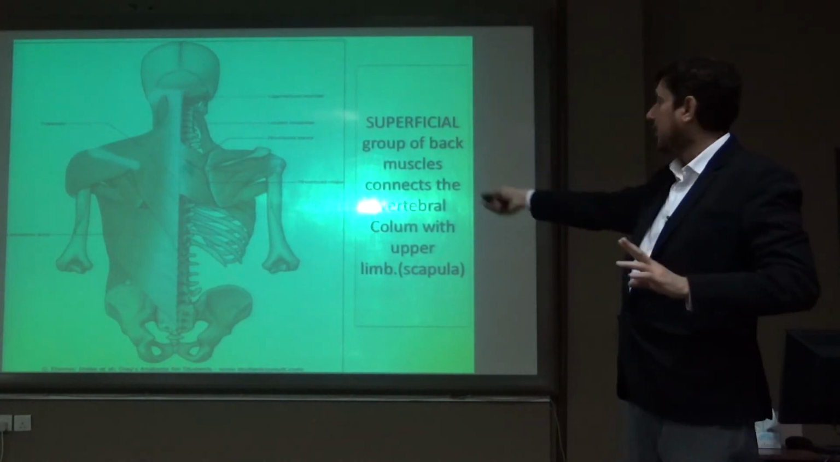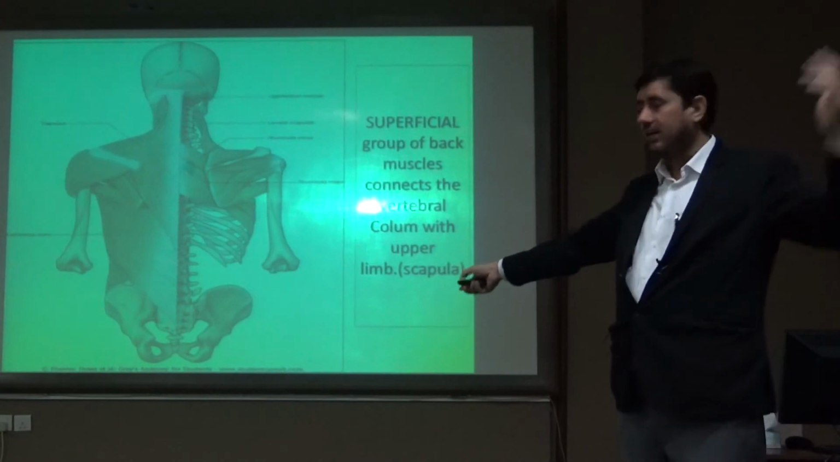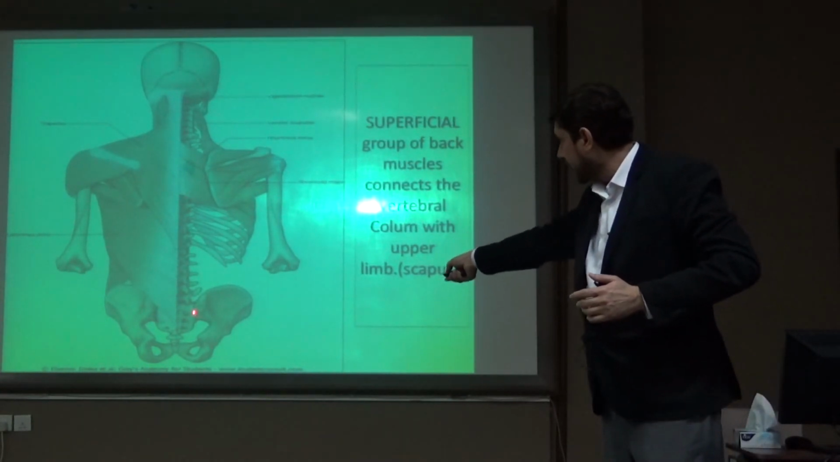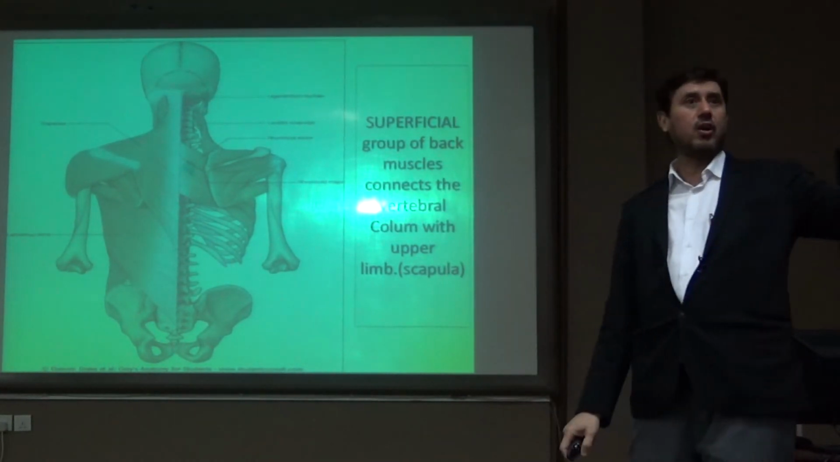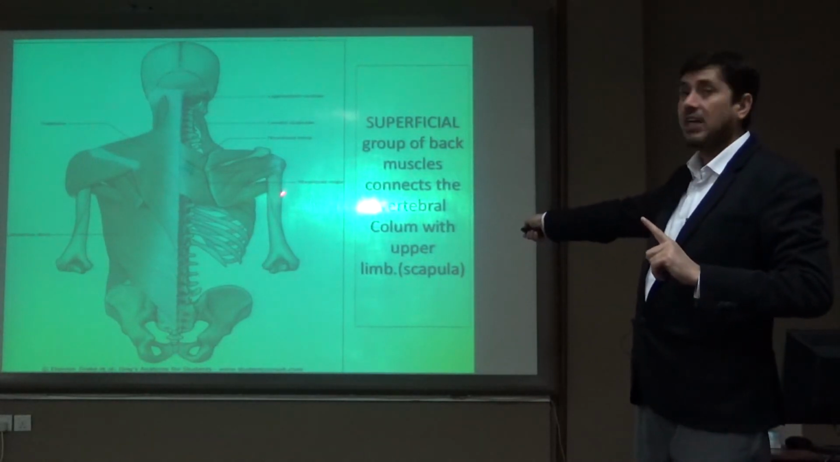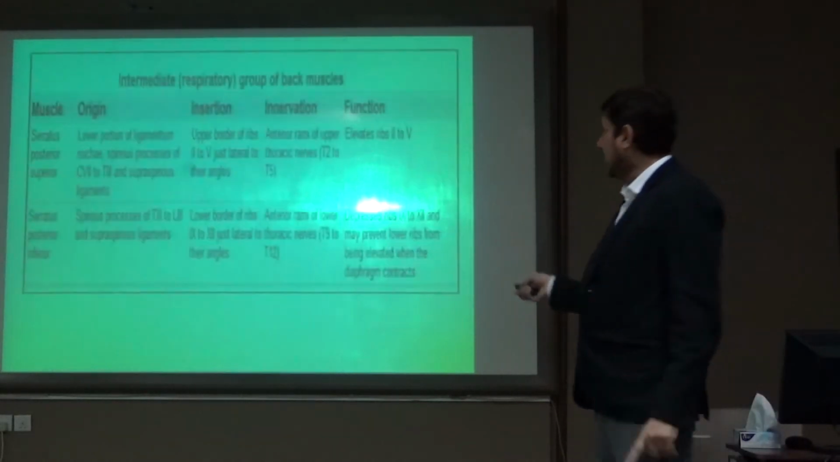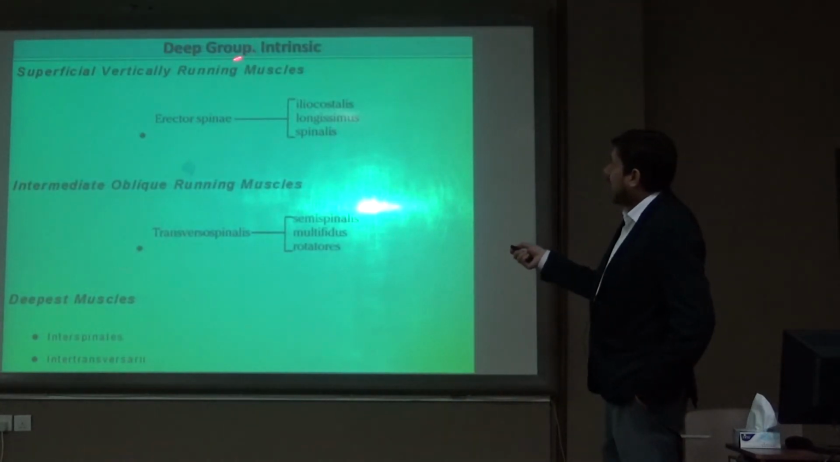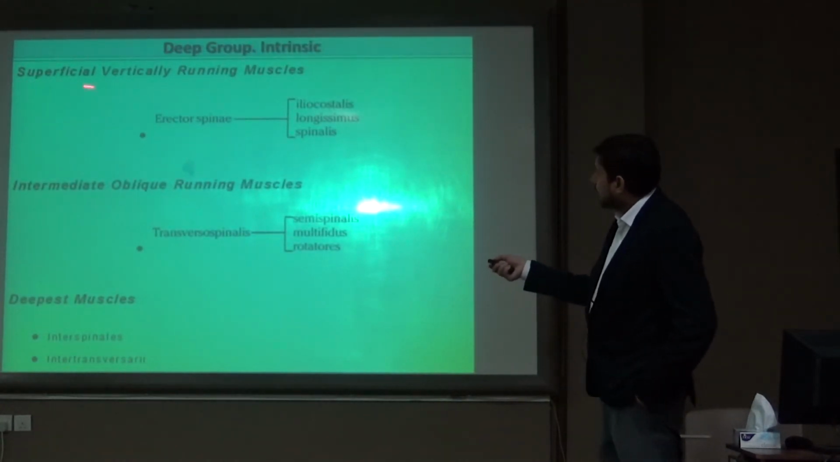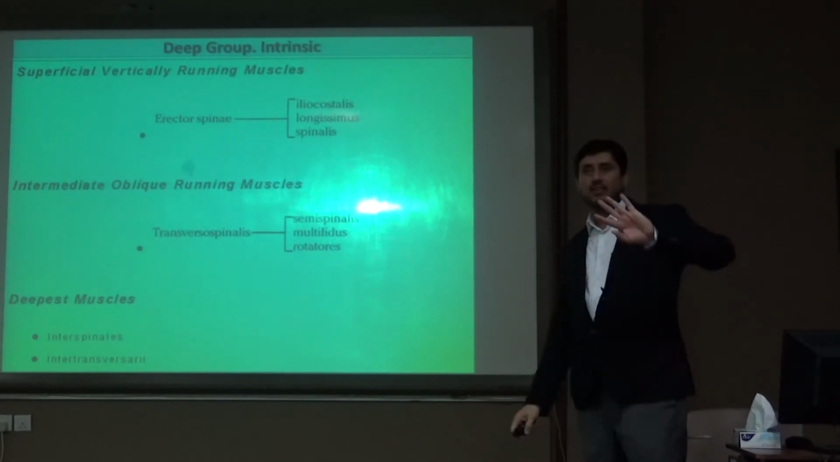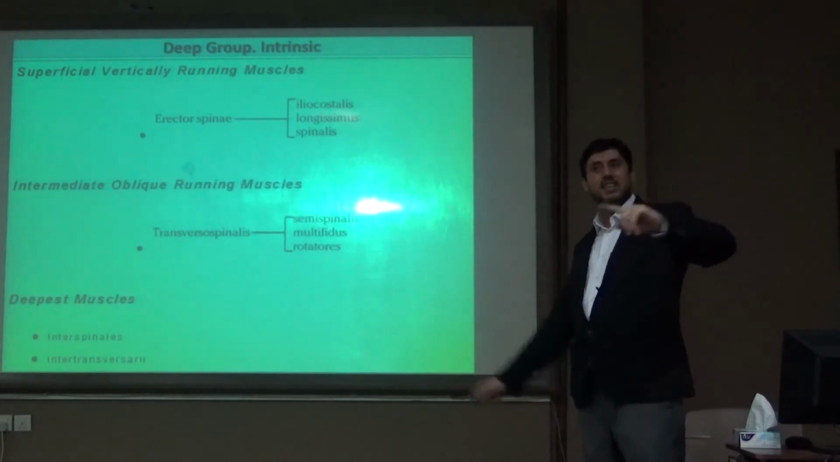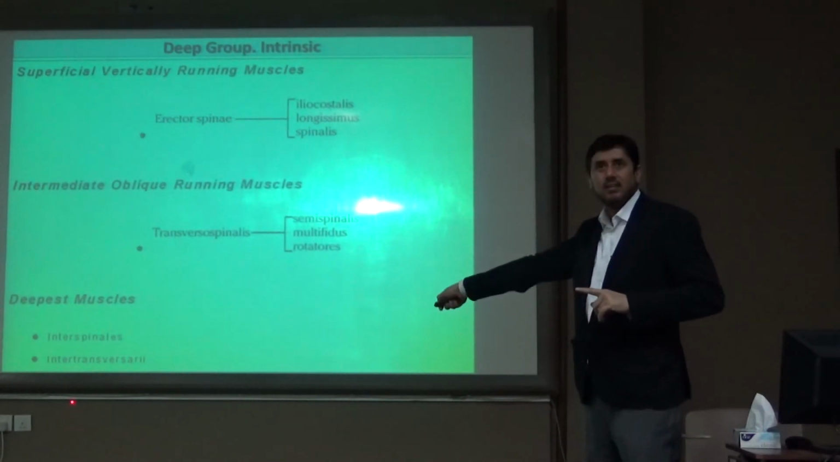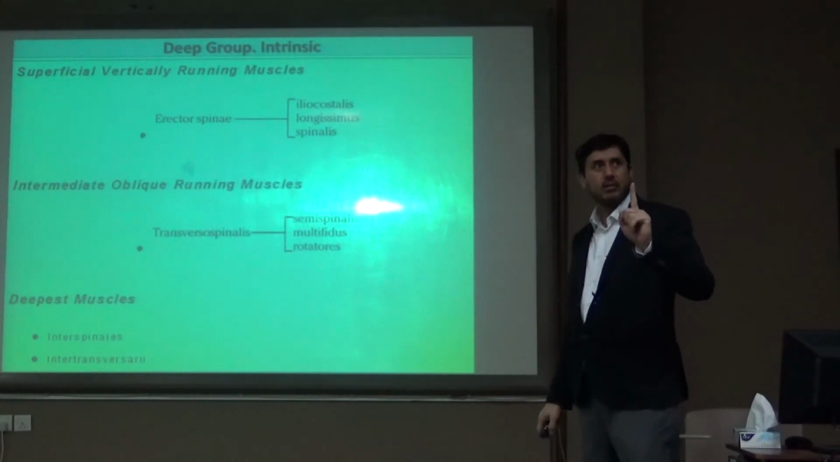After removing these five, you will find the intermediate. Remove that, and you will find the muscles which are present along the vertebral column, not connecting to the scapula. Look at this. Deep group, how many parts? Superficial, intermediate, deepest. No need to discuss. Is this heading clear to everybody? Because this is confusing.